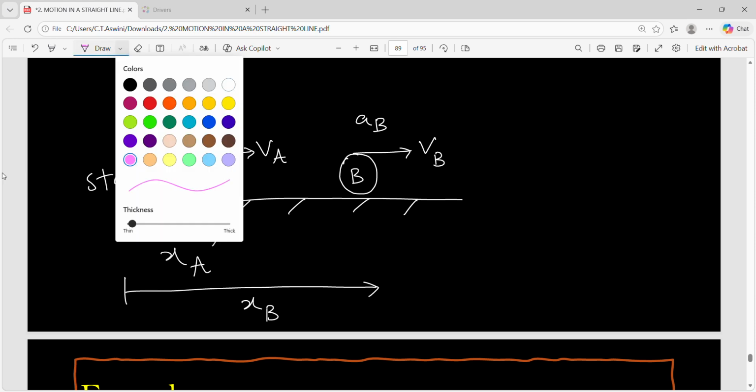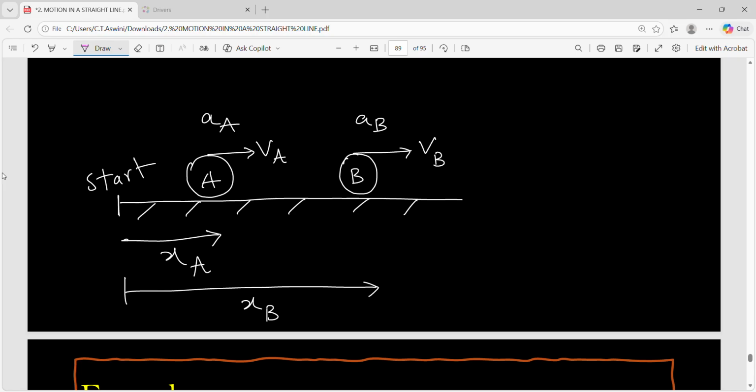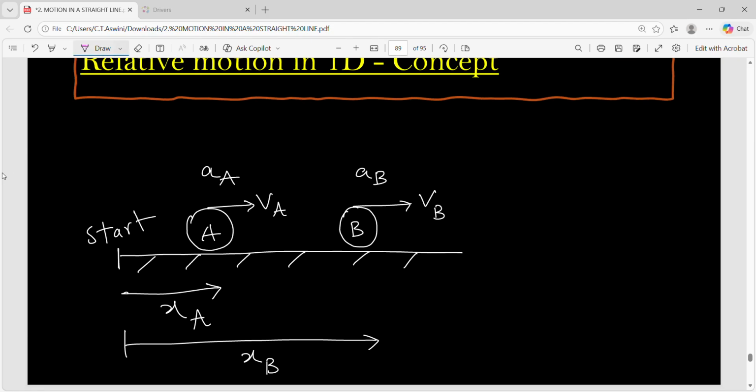Now if I ask you, what is the velocity of A object? What will be your answer? VA. What is the velocity of B object? Your answer will be VB. But if I ask you, what is the velocity of B object with respect to A object? Your answer is still VB? Earlier, when you said VA and VB, those are the speeds of the object with respect to ground, but not with respect to each other.